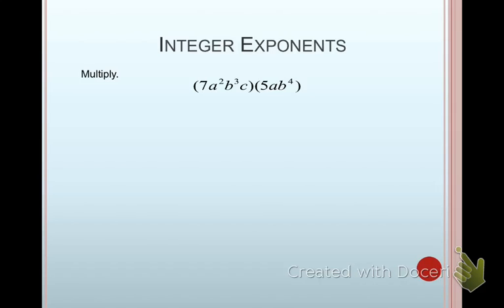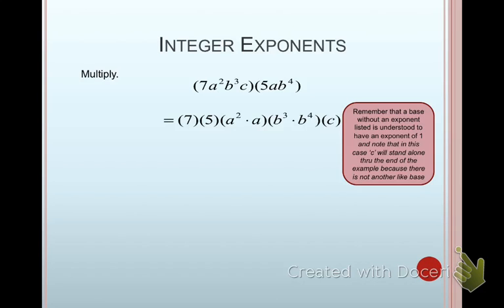Okay, here's another one. 7 times a squared b cubed c times 5 a b to the fourth. We'll regroup our terms. 7 times 5, a squared times a, b cubed times b to the fourth, and then c. Notice that c is by itself, so it's going to stay by itself, and we're not going to join it with anything because there's no other c's to group it with.